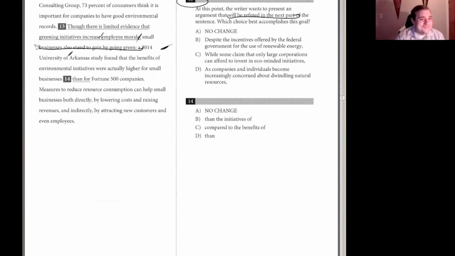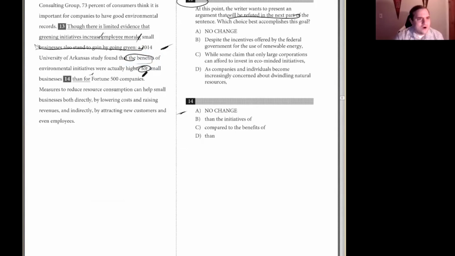A 2014 University of Arkansas study found that the benefits of environmental initiatives were actually higher for small businesses than for Fortune 500 companies. Yeah, do you see how we do not complete the comparison? It looks like we're comparing the benefits. No, actually we're not, because the word for is in fact standing in for the rest of that idea. Well, it could be. Let's see what we're dealing with, right? But we need to make it crystal clear we're talking about the benefits. The benefits for small businesses, right? Now, theoretically, this could work.